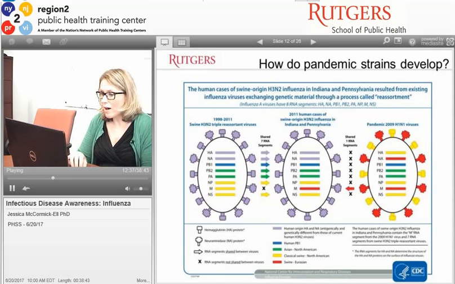In the middle, you have the 2011 virus that caused a decent number of cases in Indiana and Pennsylvania. And again, this was where the swine was sort of mixed all these viruses together, and you have a completely new virus. The pandemic strain shared only one gene with this 2011 strain, and it had a whole different number of HA and NA genes from swine in both North America and Eurasia.